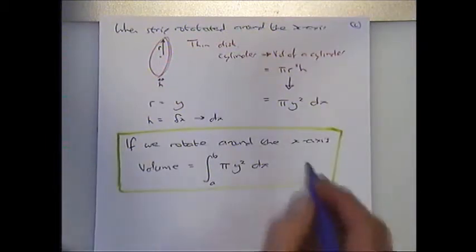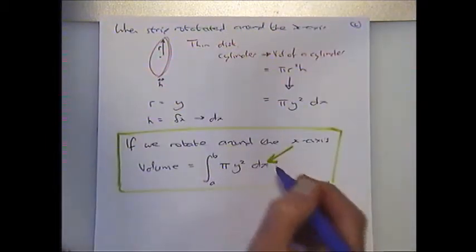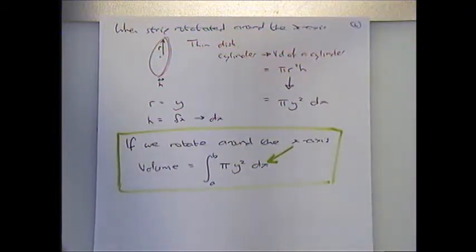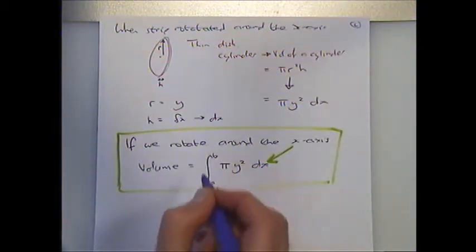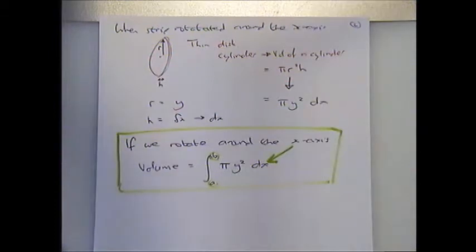Key thing is that if you're rotating around the x-axis, there has to be a dx there, and then these numbers here, the a and the b, they are also x numbers. They have to be numbers on the x-axis.